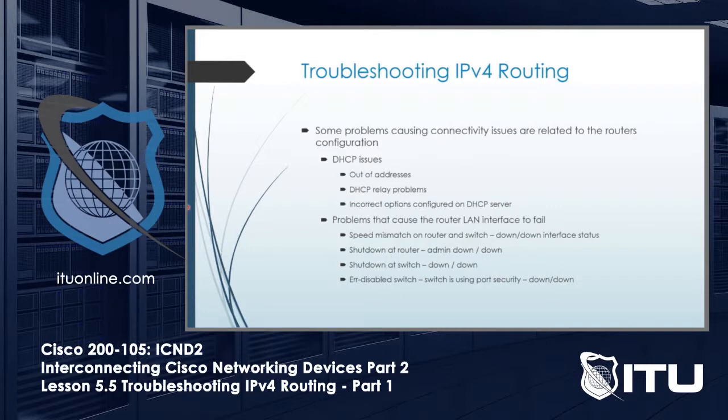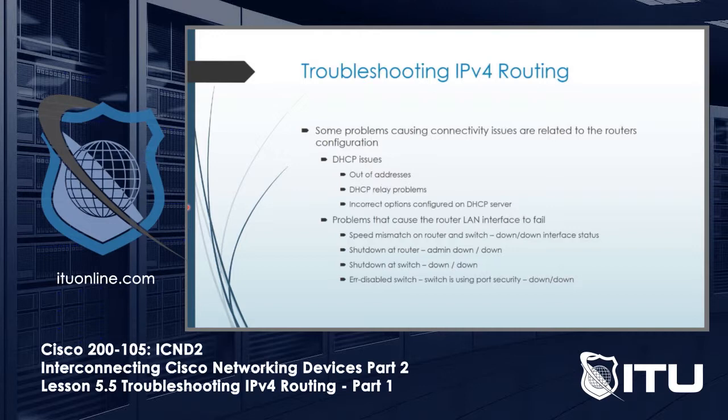Now, there are certainly problems that aren't related to the host configuration. They would be related to router configuration. DHCP issues, for instance. Maybe a client doesn't have an IP address because the DHCP server is completely out of addresses. In that case, you'd want to evaluate those scopes based on the number of clients that you have on the network, and make sure you have an adequate number of addresses.